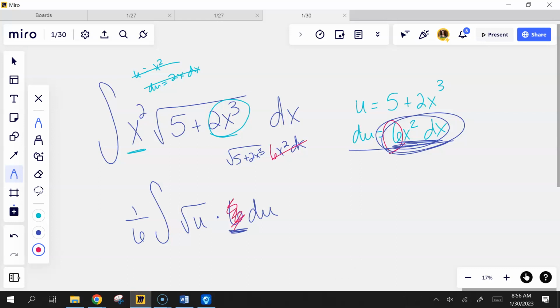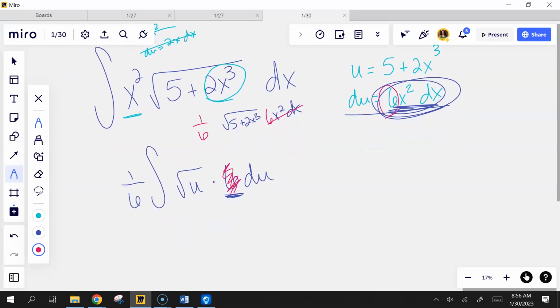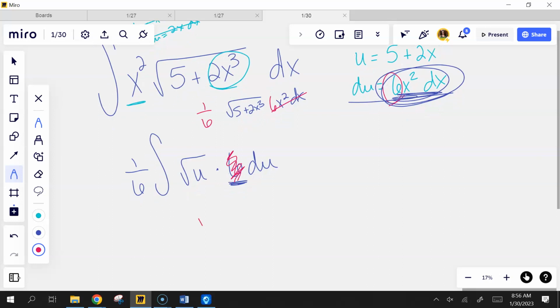Oh, you're saying this. Yes. Sorry. I need the 6 here and I need to counter it here. Yes, you're right. I'm sorry. So you do have to put the counterpart of it on the outside. Okay, so then this is 1/6.